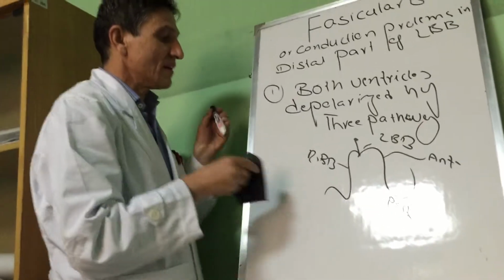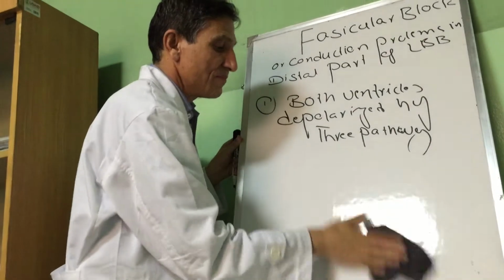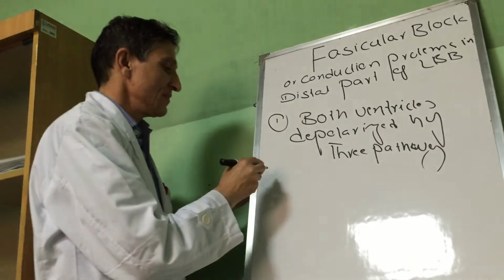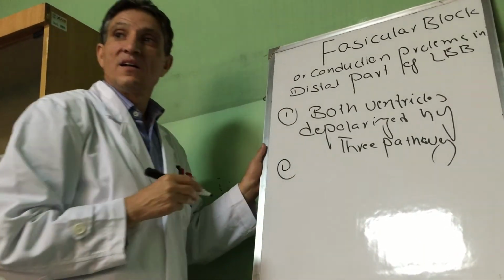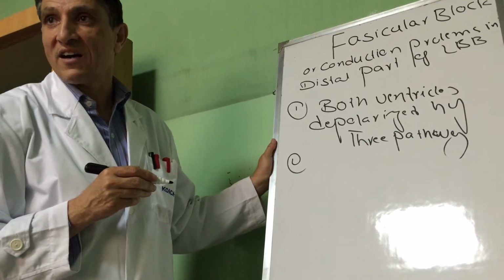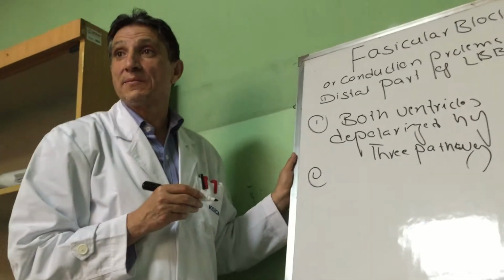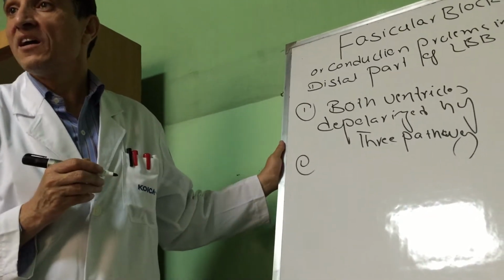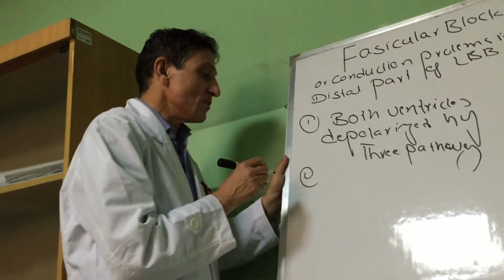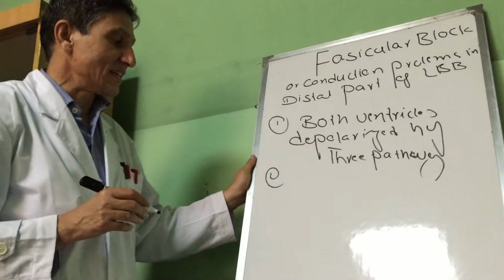Now, principle number 2: cardiac axis. Later on we will discuss the cardiac axis. What is the cardiac axis? Because it is very important. One part of the description of the ECG is quite related to the cardiac axis. Now, in short, I am telling you something about the cardiac axis.